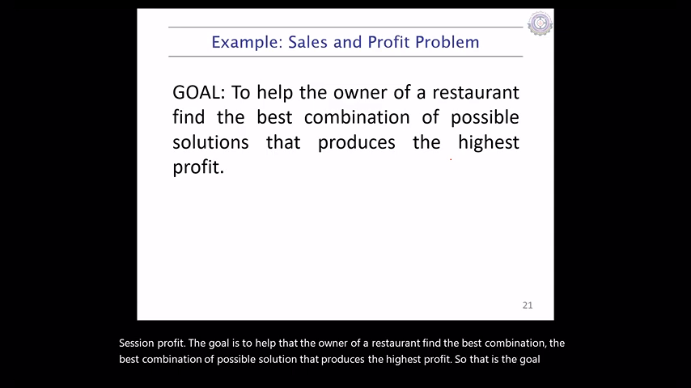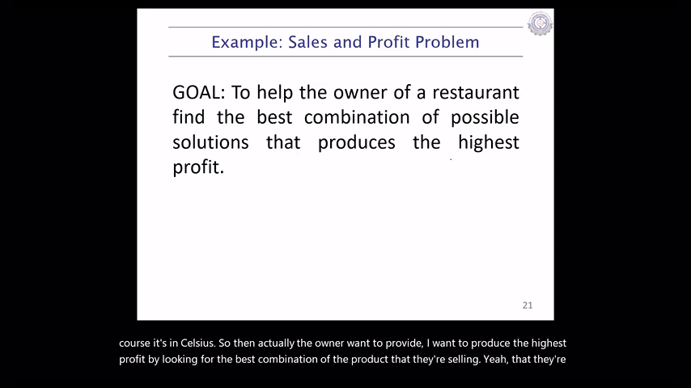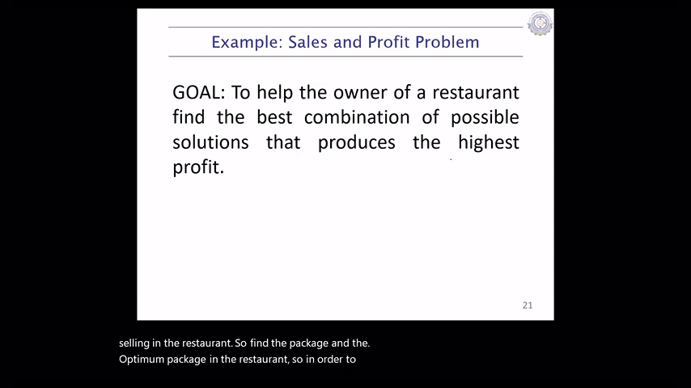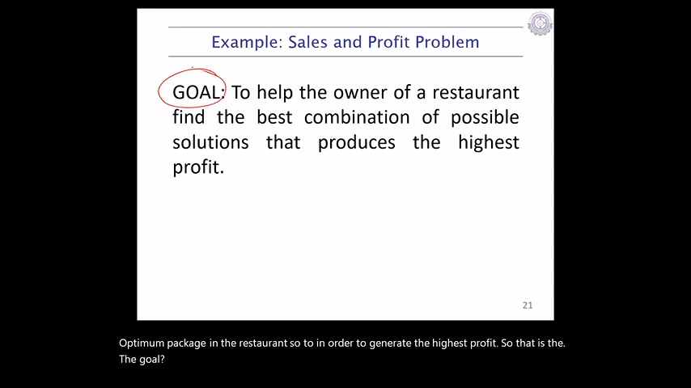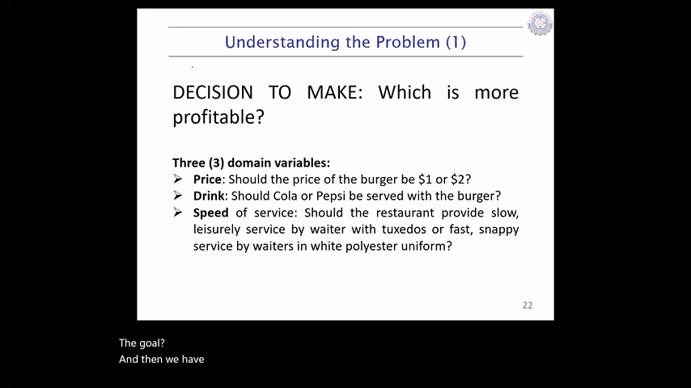The owner wants to produce the highest profit by looking for the best combination of the products they are selling in the restaurant. So we find the optimum package in the restaurant in order to generate the highest profit. That is the goal. And then we have to understand the problem.